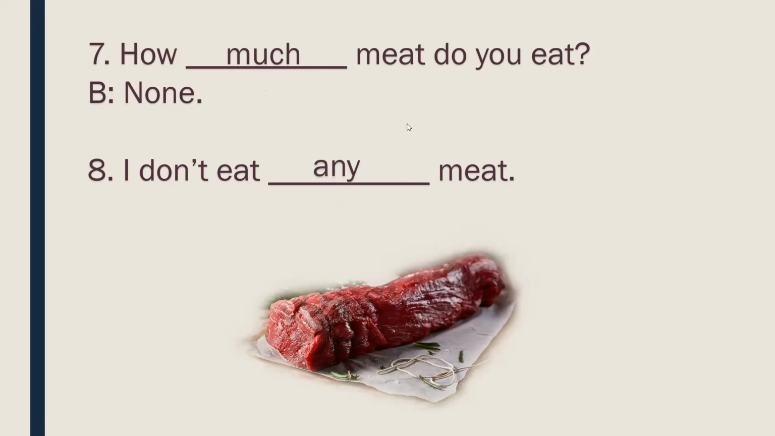If the person is vegetarian, if the person says here, look, none, none means no meat. The person eats 0 meat. Okay? The person doesn't eat meat at all. And that means the person is vegetarian. In that case, here in number 8, you can say, I don't eat any meat. Okay? It's negative, right?